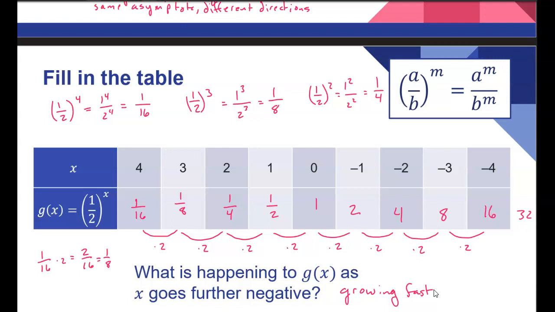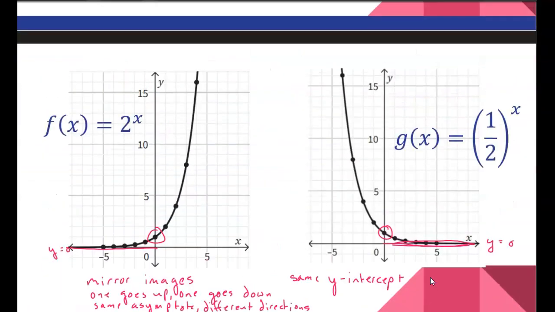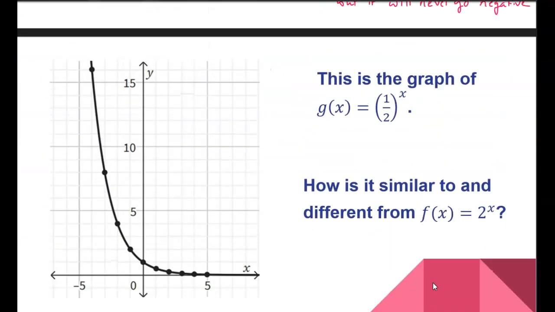Let's relate this back to the graph and make sure that makes sense. So here's our graph of 1/2 to the x. We said as x values go negative, so over here, as these x values go negative, our y values get really big, really fast. So that is what's happening on the graph. They're growing very quickly, they're going up super fast. So it does match.